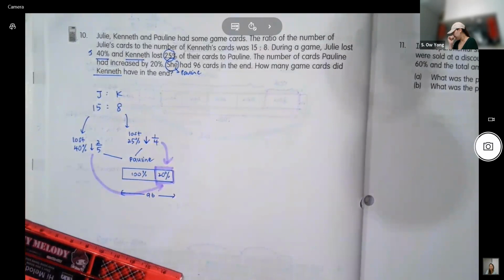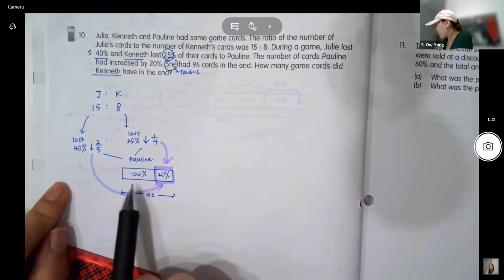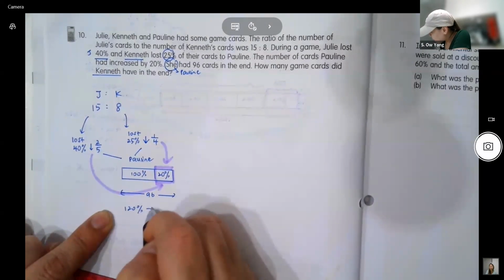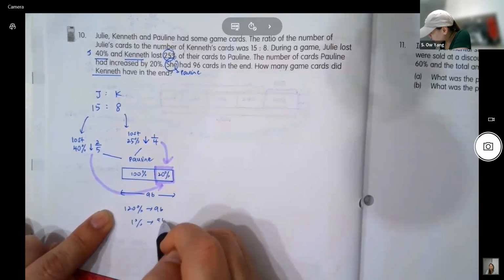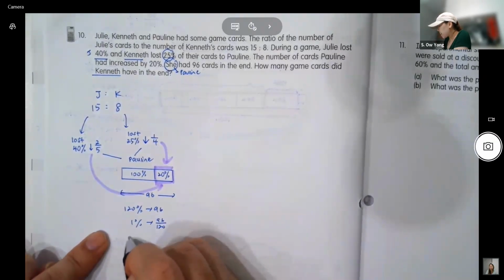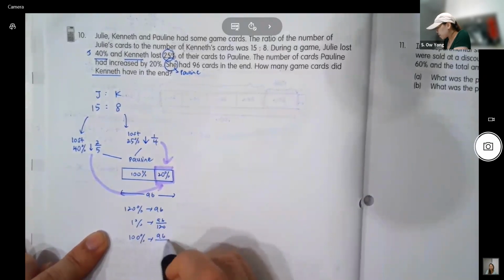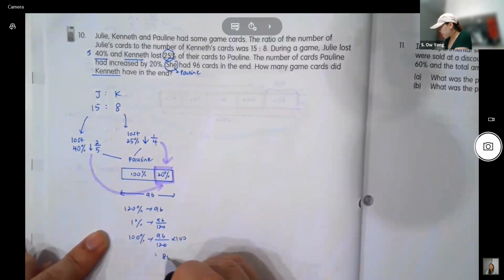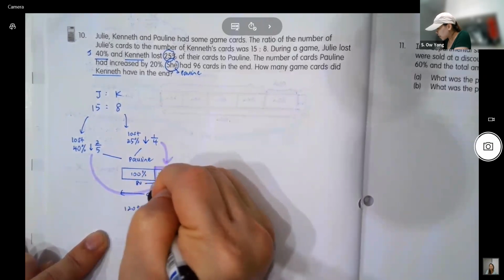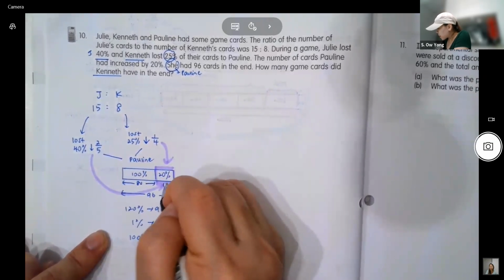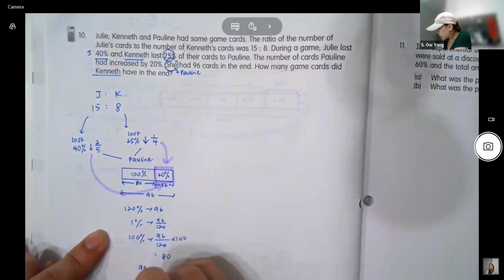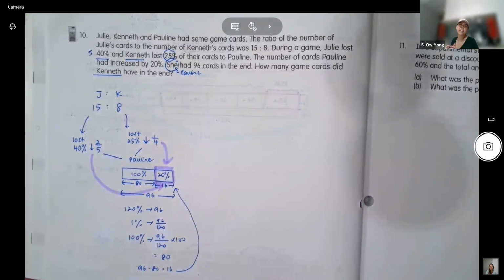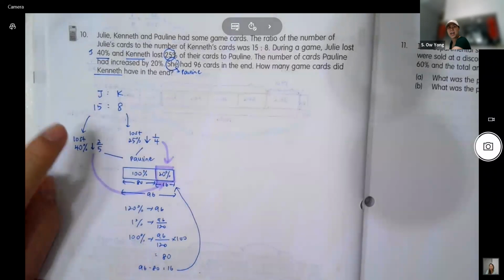Okay, so we need to start somewhere. At least this is the easiest to start. From what I know, I slowly work backwards, okay? 120% arrow 96. 1% is 96 out of 120. Then you want to find out what is 100%. You realize that is 80. Meaning originally Pauline has 80. But she won 16 cards because 96 minus 80 give you 16. She won 16 cards in total from Kenneth and Julie.